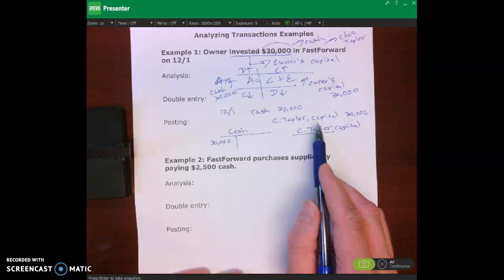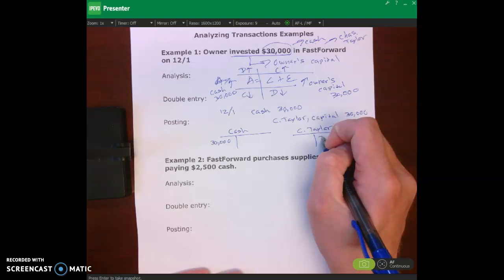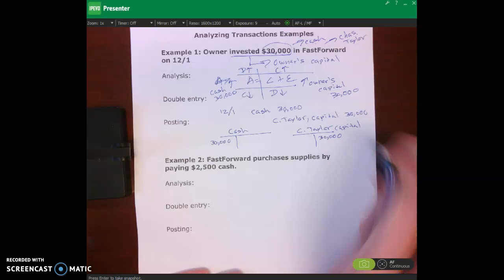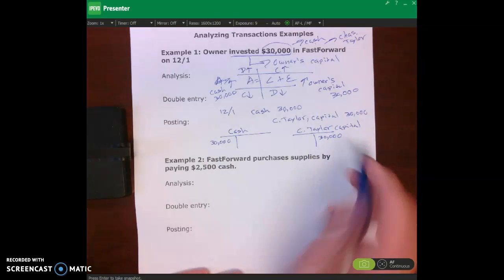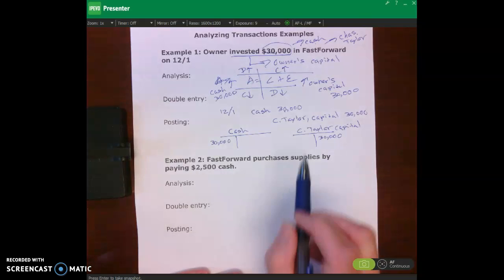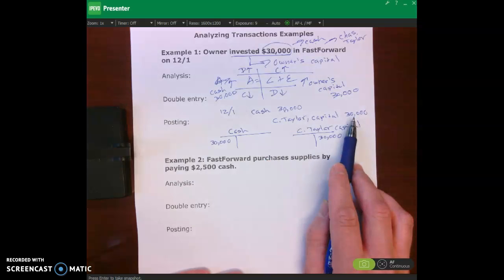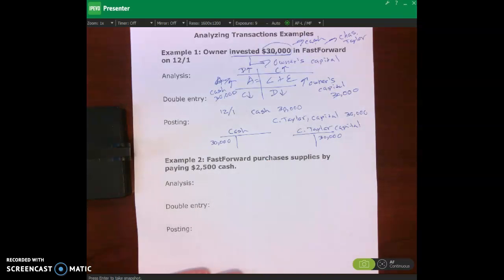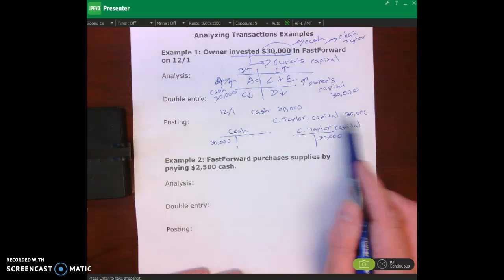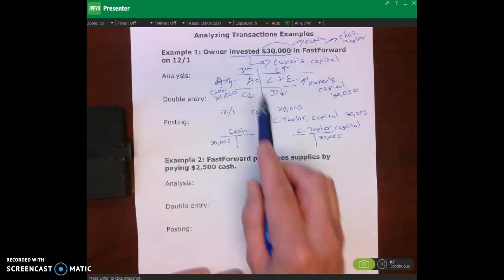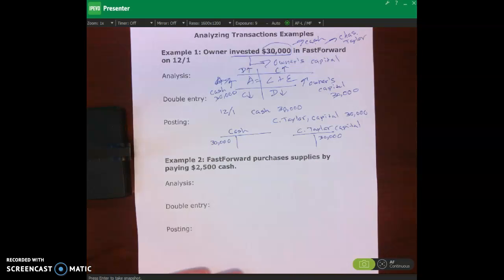And that's to C. Taylor Capital. So I put that on the right side of the C. Taylor Capital T account to represent the credit. Okay. Now notice that my total debits, which is $30,000, equals my total credits, which is also $30,000. And as I was saying earlier, your total debits have to equal your total credits. Otherwise, the accounting equation will not stay in balance.